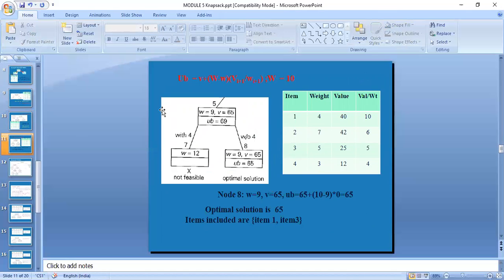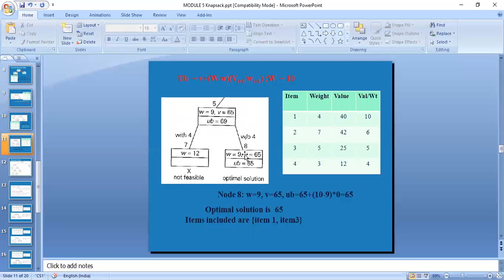With item 4, in the parent node, what is the weight already? The total weight has already become 9 in the knapsack. The knapsack is already holding some items and its total weight is 9. What is the weight of the current one? The weight of item 4 is 3. 3 plus 9 is 12. Will it satisfy your constraint? No. What does your constraint say? It should fit into your knapsack. So it is exceeding the knapsack capacity, so we will not consider it a feasible one. So we will move with without 4.